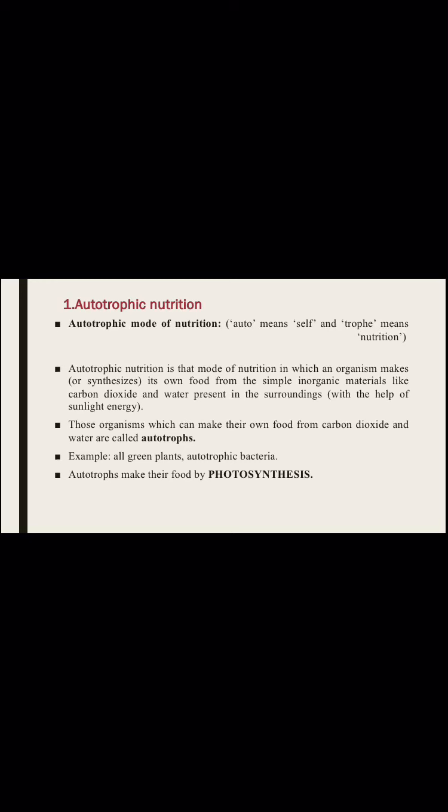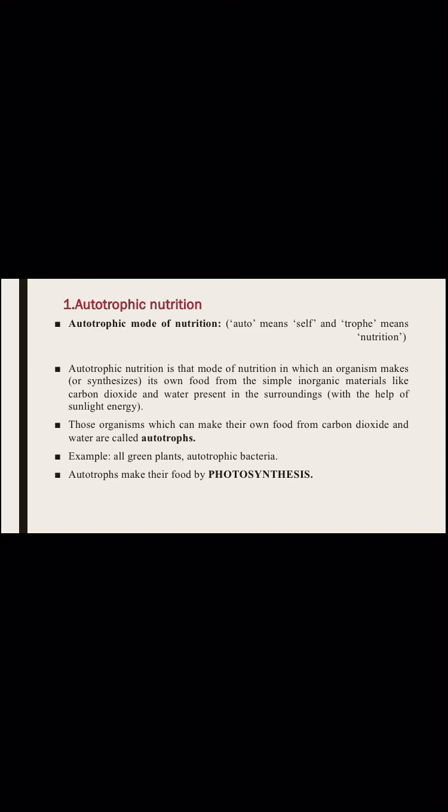The plants which are green in nature can prepare their own food, and so can some of the blue-green algae or green bacteria. These were the examples of autotrophs. The organisms which prepare their own food, which form their own food, are termed autotrophs.